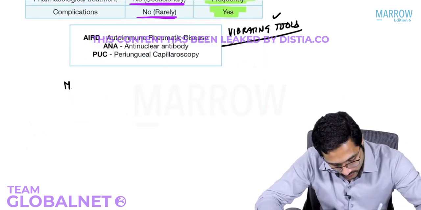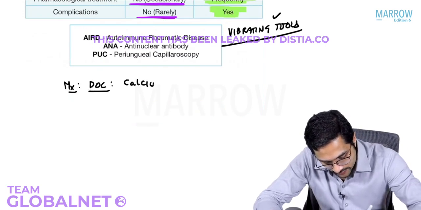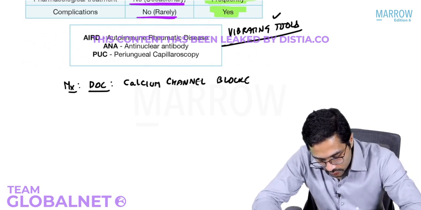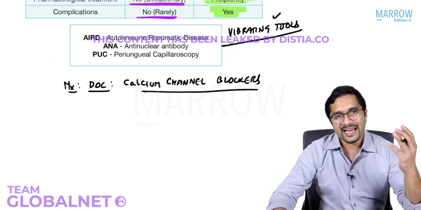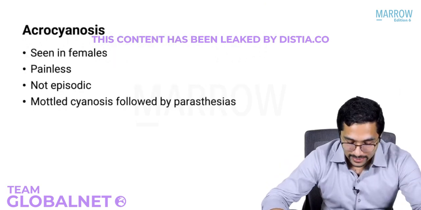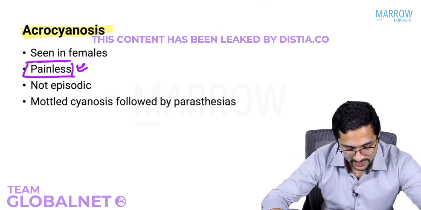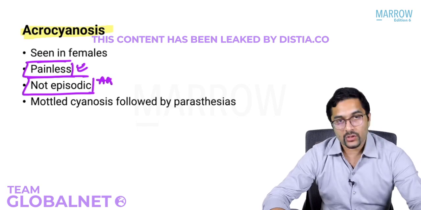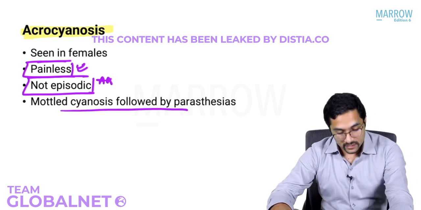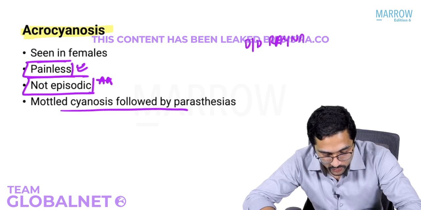Now, the management of Raynaud's: the drug of choice for Raynaud's is calcium channel blockers. This you should know for the exam. This has also been asked. So you should know the sequence of change of color, and you should know the differences between primary and secondary Raynaud's. Another term mentioned in Bailey and Sebastian is acrocyanosis. This is predominantly seen in females. It is painless, right? And it is non-episodic unlike Raynaud's. And there is mottled cyanosis followed by paresthesias. So this is a differential diagnosis of Raynaud's phenomena. But I've told you the differences.